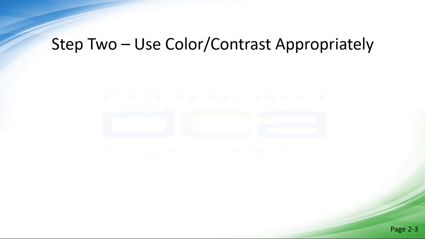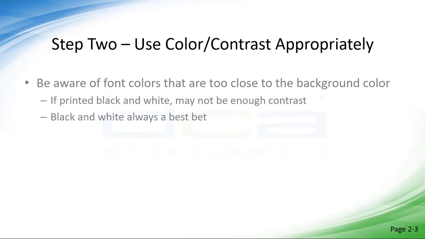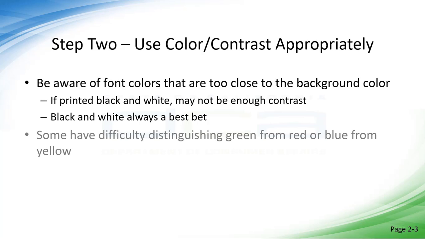Step 2. You want to use color and contrast appropriately. You need to be aware that sometimes font colors can be too close to the background colors that are being used to fill in the object behind them. So if they're printed, even your sighted users may not see enough contrast between the two, and it may come out looking all gray. This is what your limited visibility or your colorblind users will see, and black and white is always going to be your best bet in creating the largest contrast.